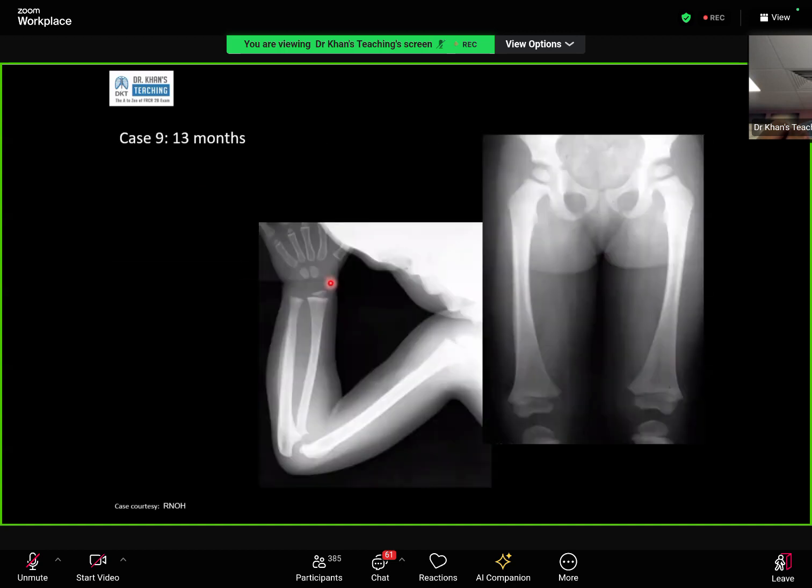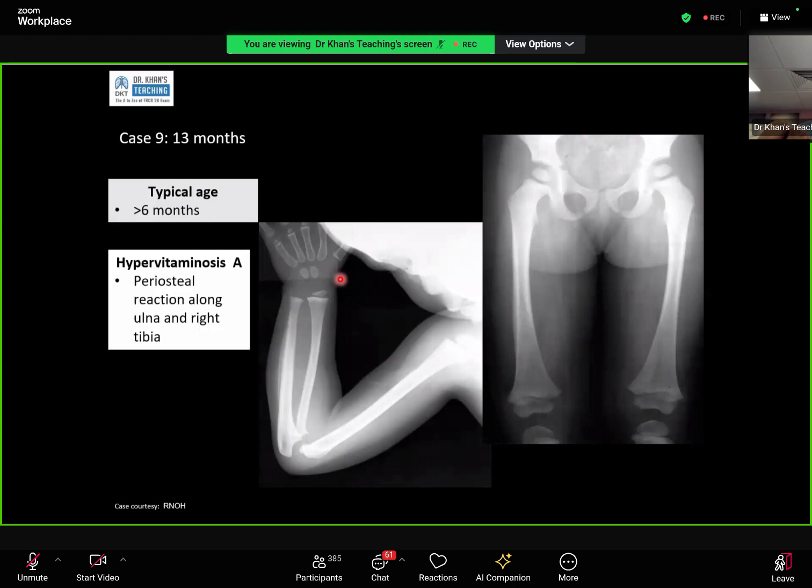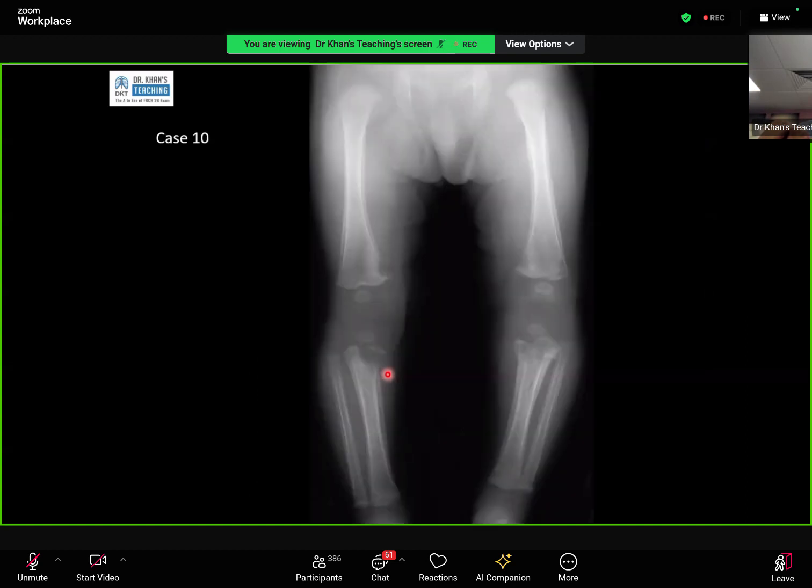So another one is vitamin A toxicity, which can occur in more than 6 months, and this is along the shaft here, tibia, and along the radius here. So this is the case which I showed you. In this case, if we go back into details, we can see that there are erosions at the metaphysis, medial metaphysis of both tibia, bilateral, and there might be some lucency, that metaphyseal band type of finding.